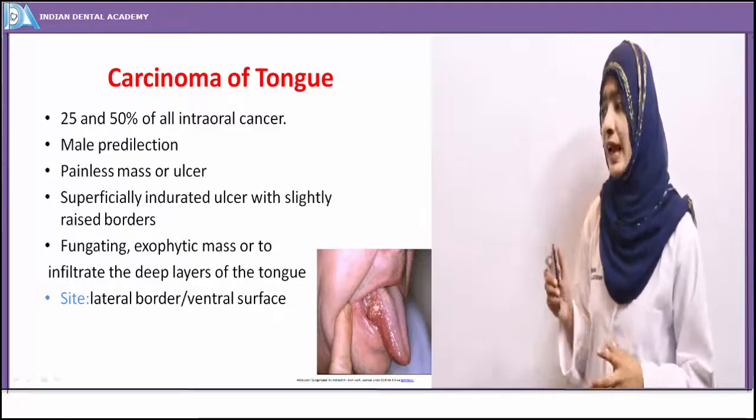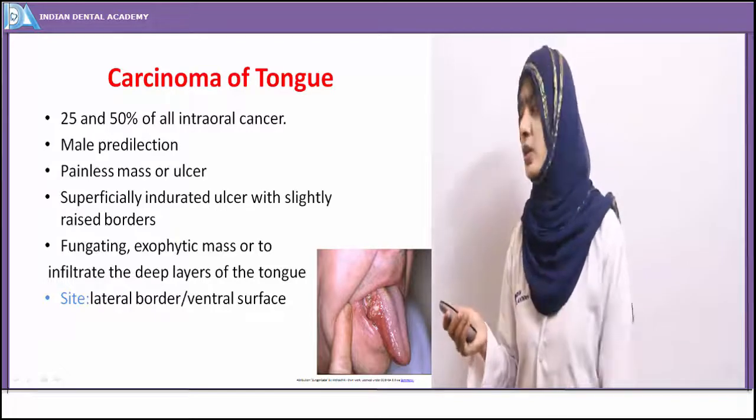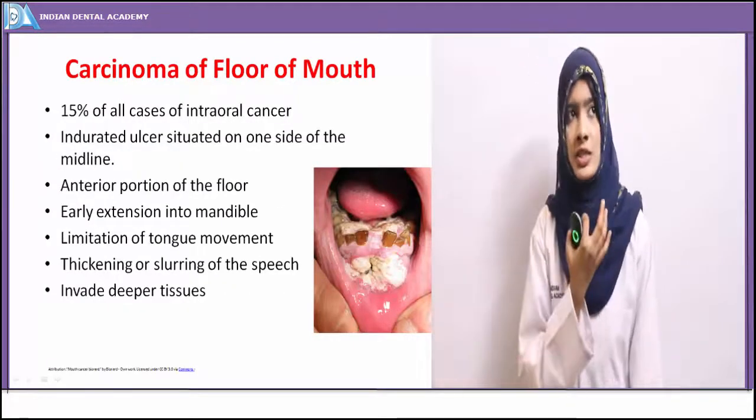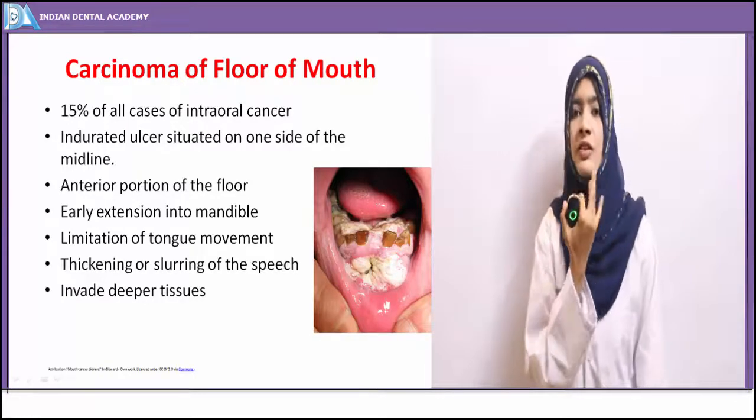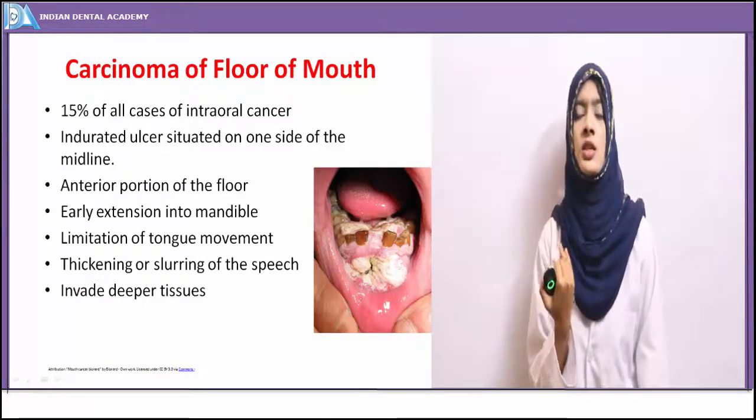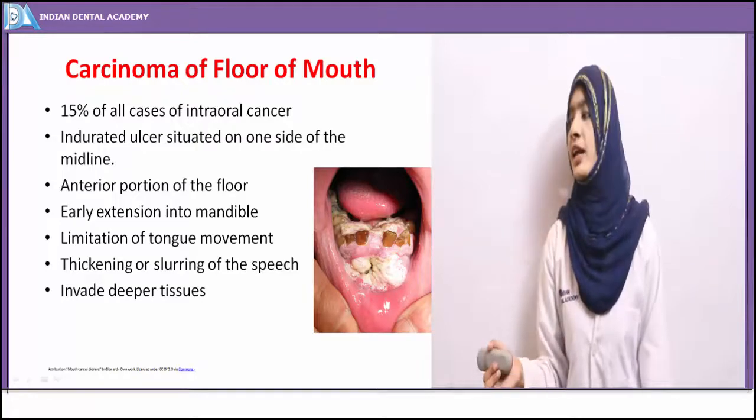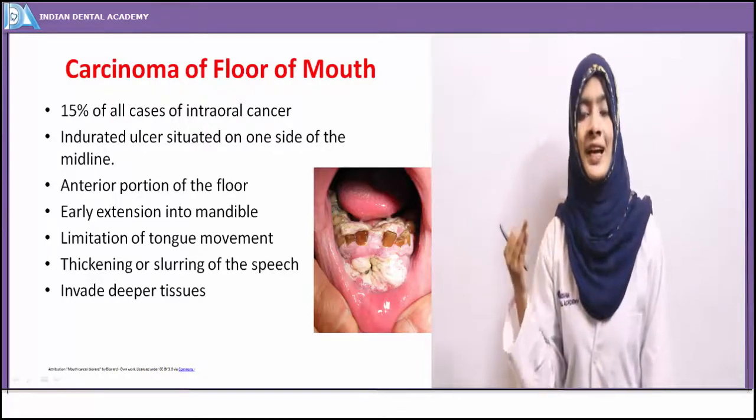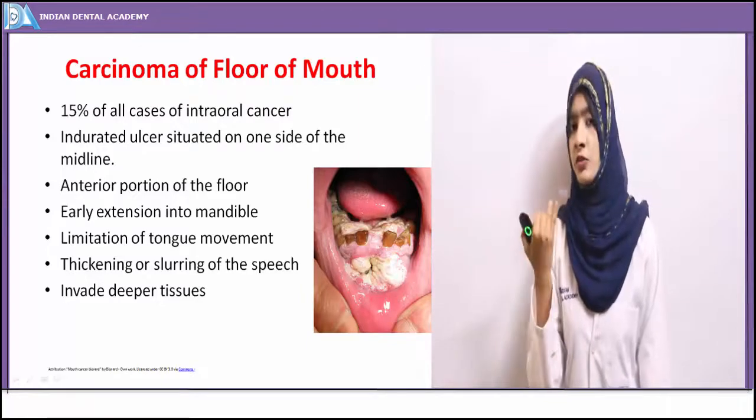Okay, the lateral border or ventral surface more commonly shows this carcinoma. Carcinoma of floor of the mouth. As I told you, carcinoma of floor of the mouth tends to arise by spread from the carcinoma of the tongue because of close relationship and because of invasion of the underlying tissues. About 15% of all cases of squamous cell carcinoma appear in the floor of the mouth.